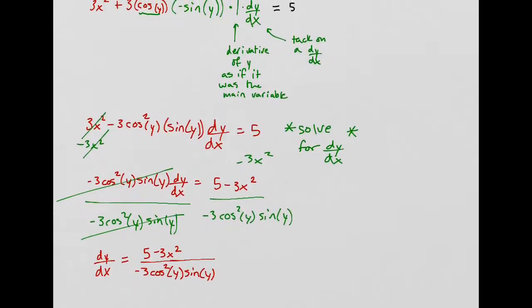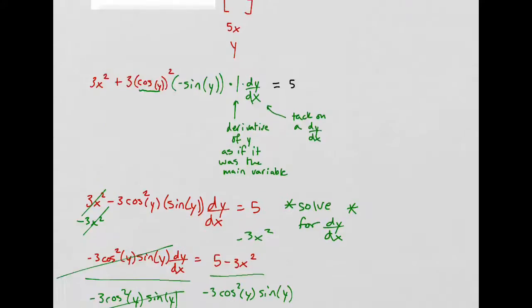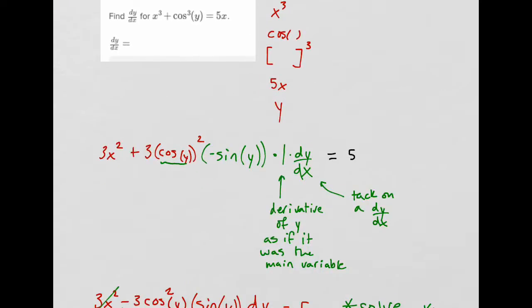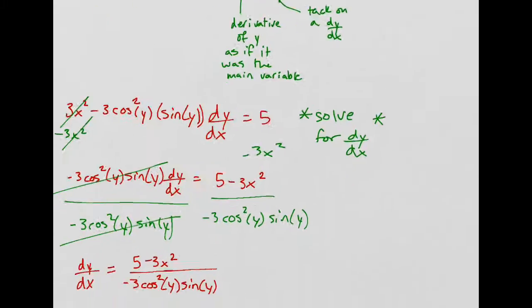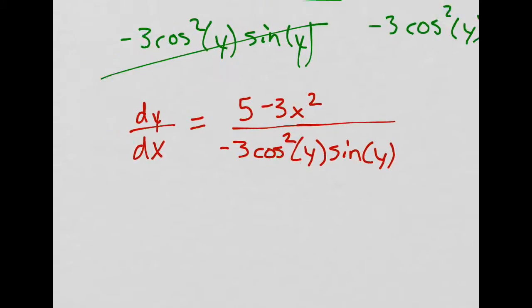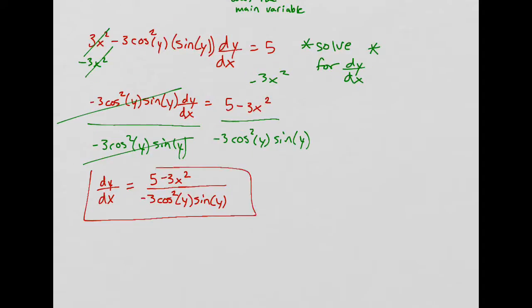We've just solved for dy/dx. Now we have a function, the derivative of this curve, whatever this looks like. I don't know what it looks like. It looks like it's going to be something weird. But we have a formula for the slope of the tangent line, and it also involves y. It's in terms of y and x. So there we go. That's the derivative.